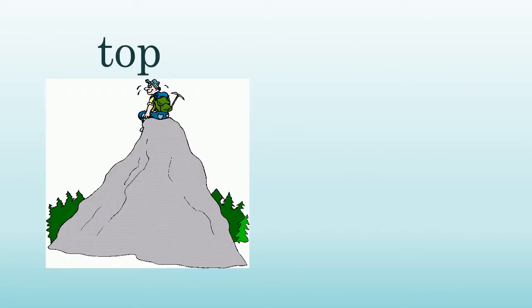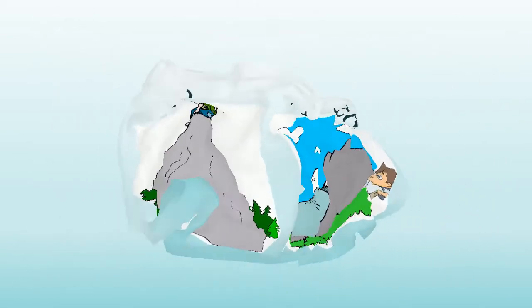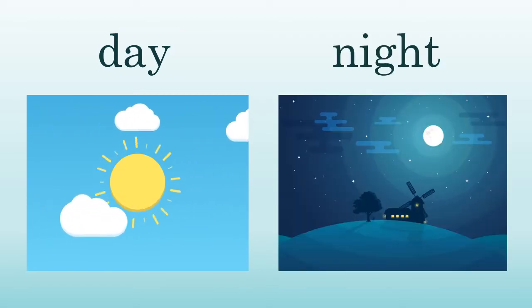Look at this picture. Can you see a person sitting on top of the mountain? So we can say top. What is the opposite of top? Bottom. Right? Picture. It shows day. What is the opposite of day? Or what is the antonym of day? Night.